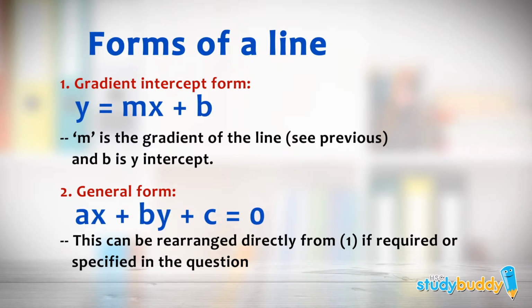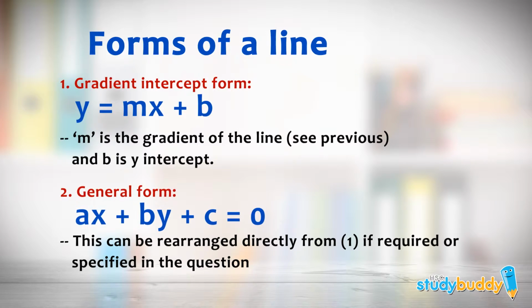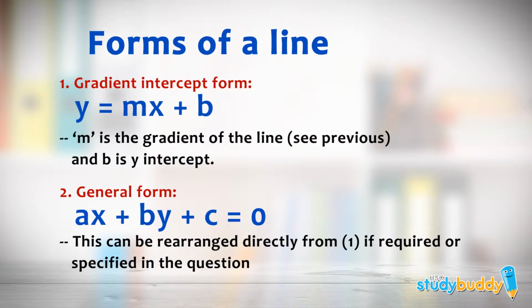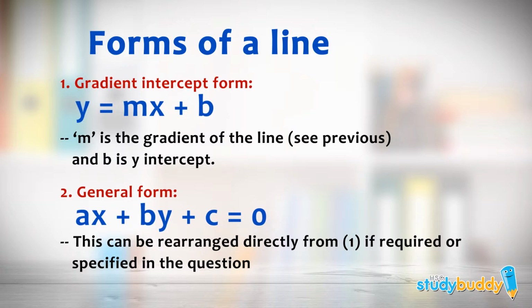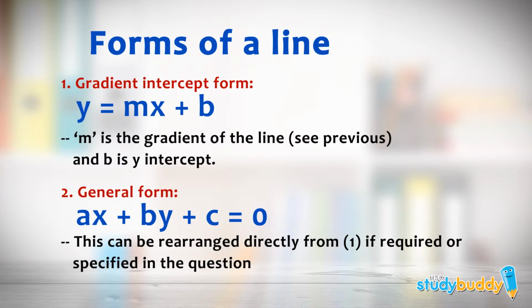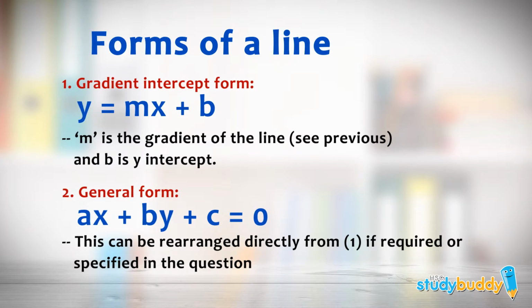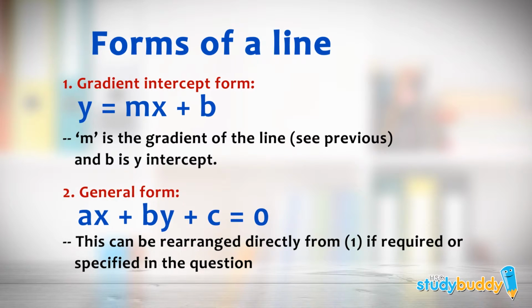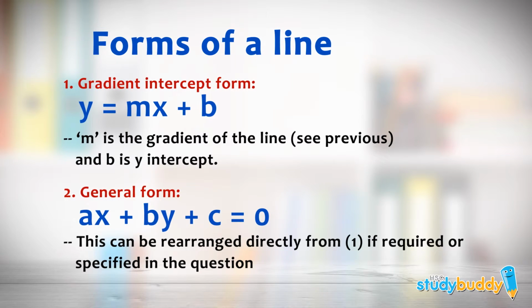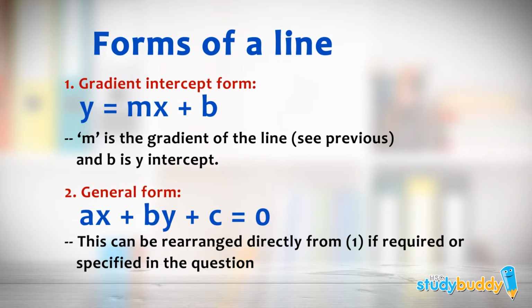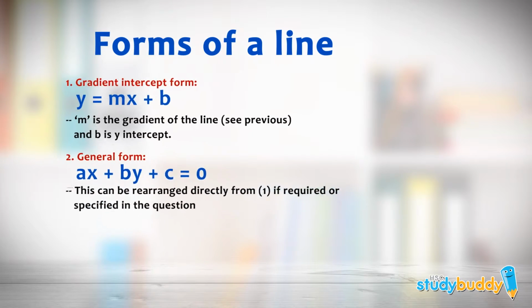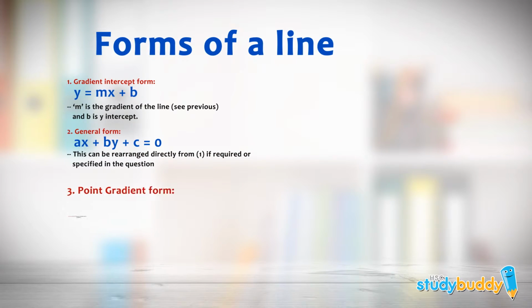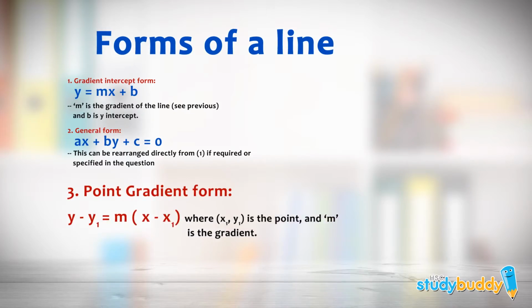Your second form of the line is known as the general form. So this follows directly from a rearrangement of the gradient intercept form, but you can be asked for something in general form, so it's important to know how to display that if required. Your third form of the line is the point gradient form. So as suggested by that title, it's useful when you're given the point and the gradient of a line.